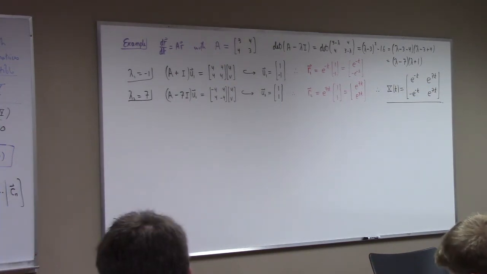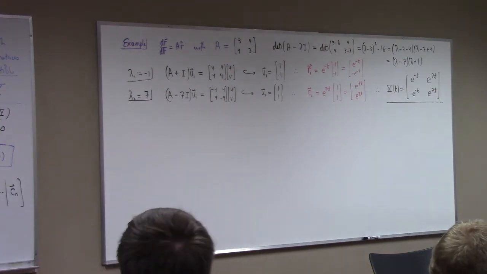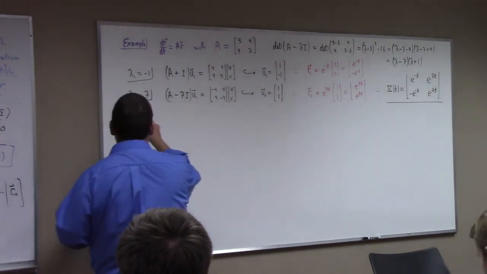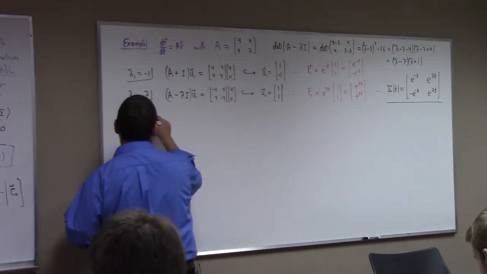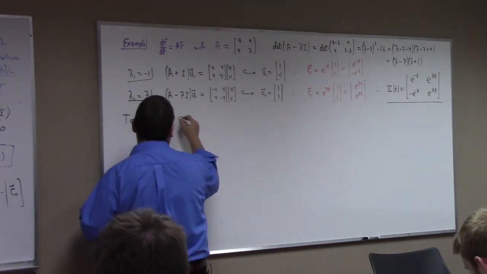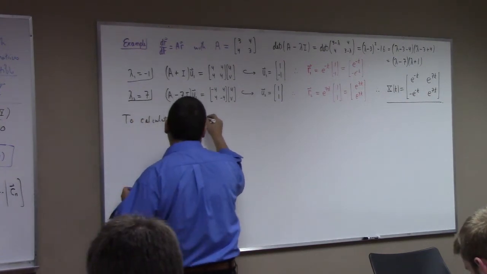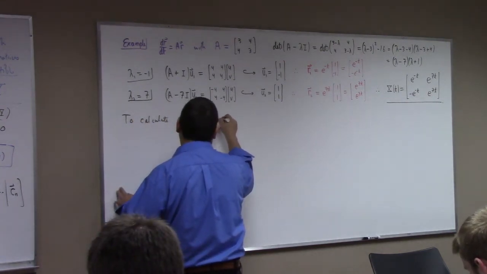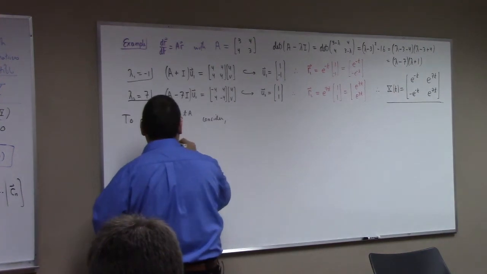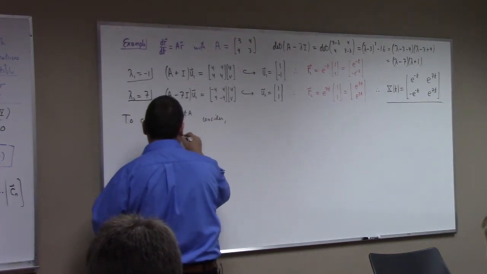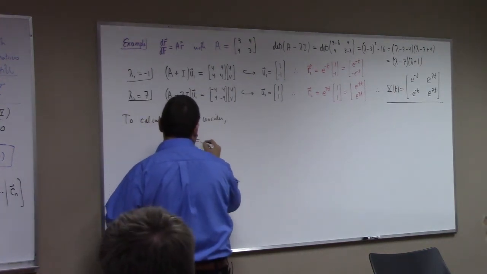But what I want to do is find the matrix exponential using the theorem I just worked through, okay? So to calculate e to the tA, consider what's the inverse matrix at time t.